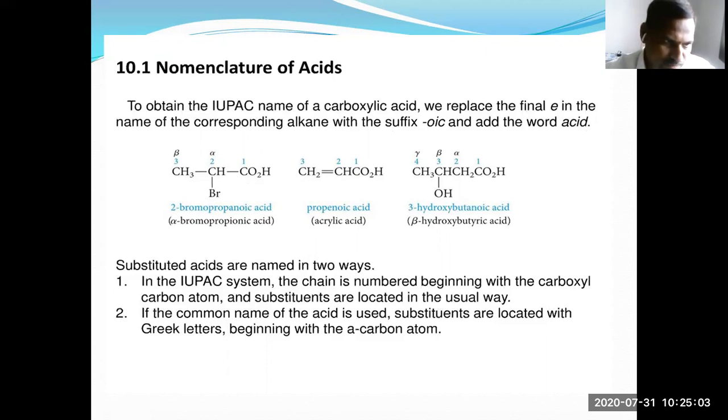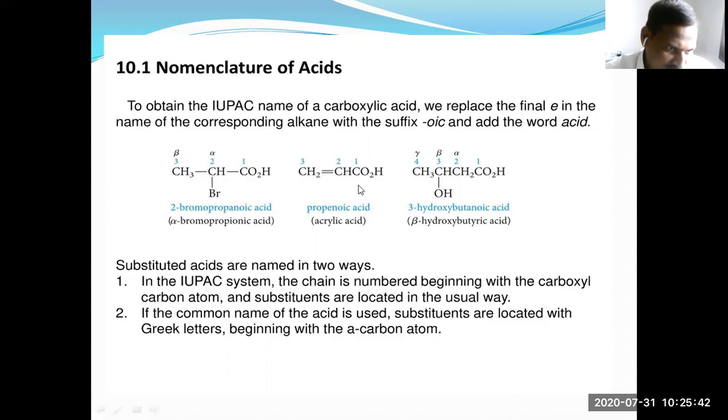Take an example. The first example has 3 carbons, 1, 2, 3. The second carbon is attached to bromine, so 2-bromopropanoic acid. This is the carboxylic acid carbon, the first carbon. The next carbon is denoted by alpha, the next beta, the neighbor carbon gamma. So you can also name it alpha-bromopropanoic acid.